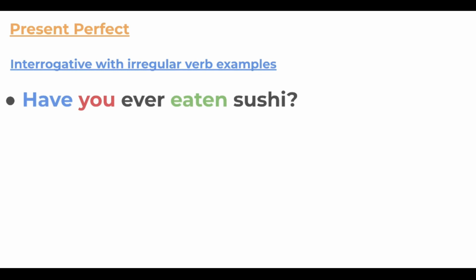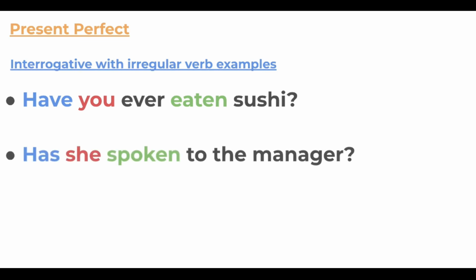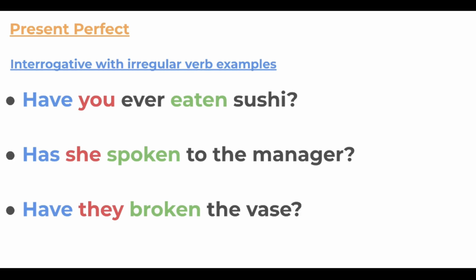Irregular verbs. Same thing. We just swap the auxiliary verb and the subject, and then of course that past participle form of the irregular verb stays as it is. Have you ever eaten sushi? Has she spoken to the manager? Have they broken the vase?